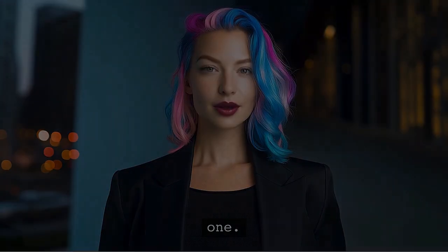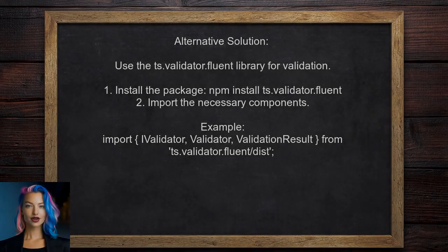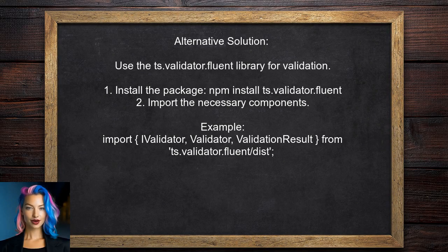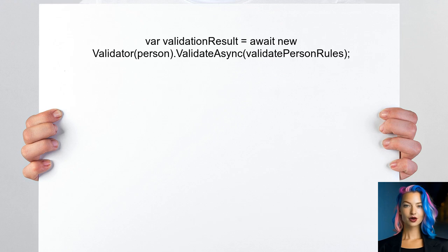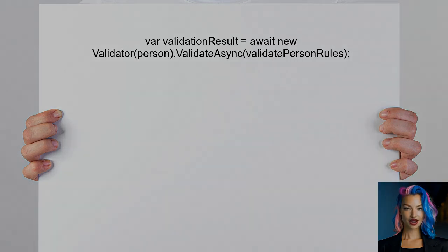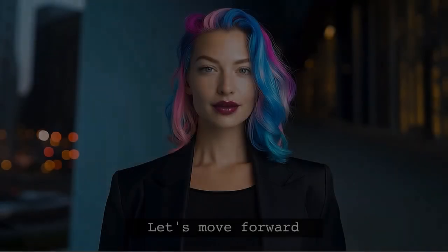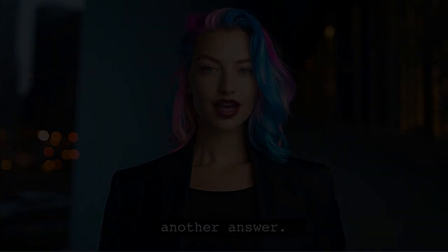Let's explore another one. An alternative approach for object validation in TypeScript is to use a library called ts.validator.fluent. This framework allows for generic object validation with fluent rules. To validate a TypeScript model, you define validation rules. For instance, you can create a person class and specify that the name property cannot be empty. Then you can validate the model synchronously or asynchronously. Let's move forward and look at another answer.